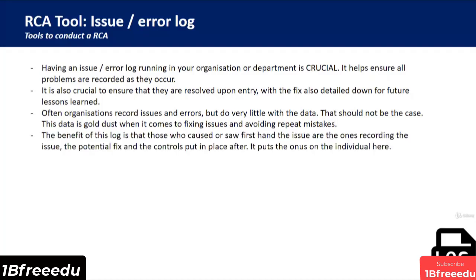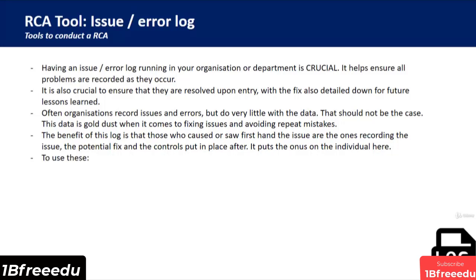Now, the benefit of this log is that those who caused or saw firsthand the issue are the ones recording the issue, the potential fix, and the controls to put in place after. It puts the onus on the individual here. So for that issue or error log, if you find that issue or error, you should be the one to put that into the log, right? You shouldn't report it to somebody else and then get them to do it. You need to put that into the log and you need to start to solve that problem.